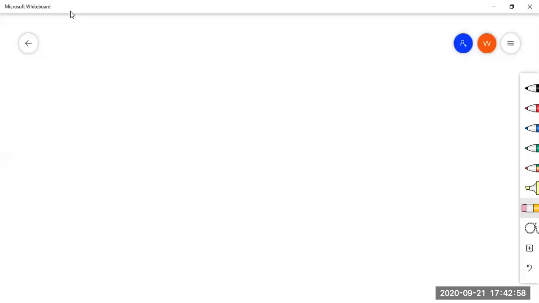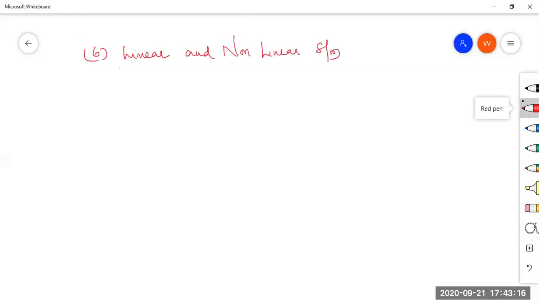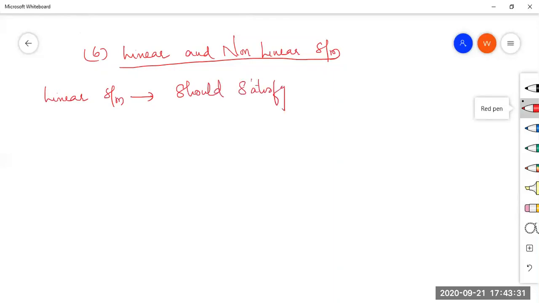Let's see the last one, that is linear and non-linear systems. A system is said to be linear if it satisfies principle of superposition and homogeneity. So linear system means it should satisfy principle of superposition and homogeneity.